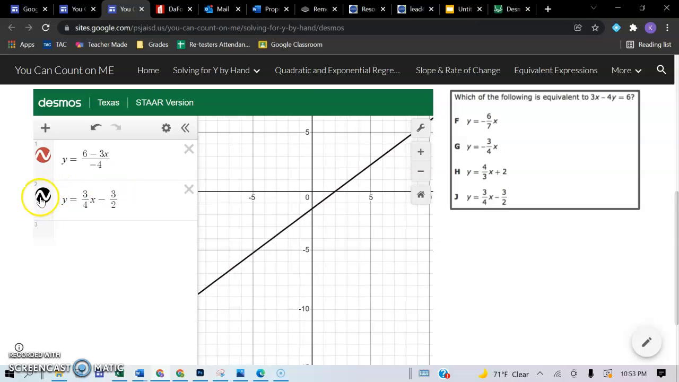So what I like to tell my students is, if you click on the little circle right here where the color is at, if it looks like a blinking line, that is exactly the same line, so you found your answer, which in this case, our answer is J, because it is exactly the same graph.